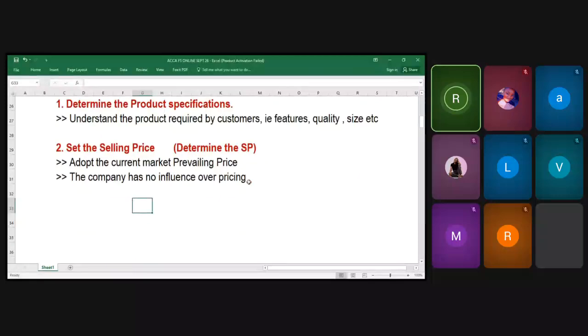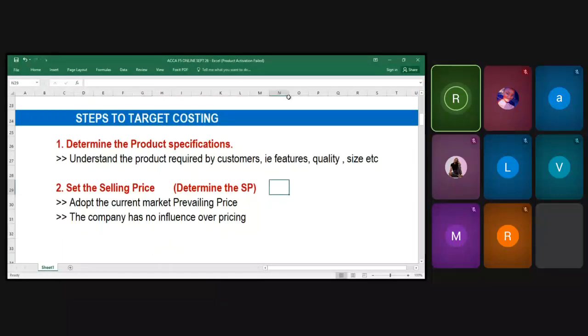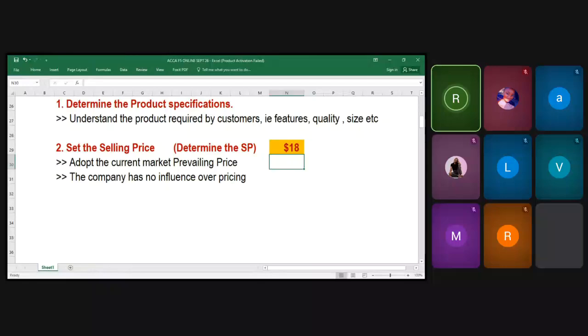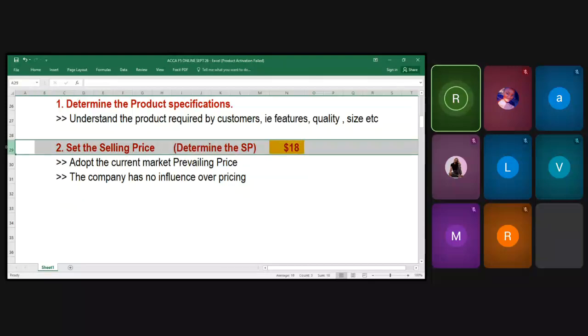Okay. So I'm going to have an example here. Let me expand and put my examples in a different color. All right. So we are going to assume that our customers really do want to pay a price of $18 as the price they're willing to pay. So we've gone to the market, we've understood that customers do want to pay $18. So the $18 will become our selling price.